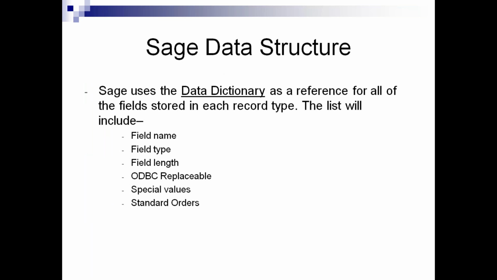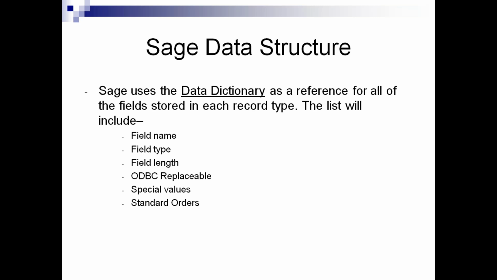All right, so kind of a review then as far as the data structure is concerned. Remember that you're dealing with different types of files like master files and the transaction files, which are new, current, and history. And then within those different file types, there are going to be records, available records that you can pull information out of when you're designing your report.